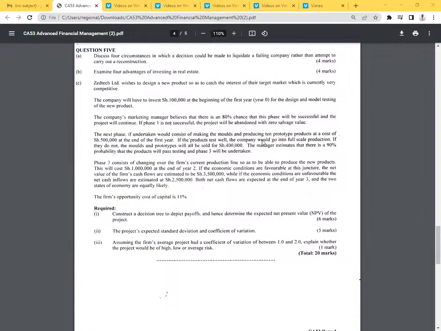Remember, they never told us 500 each. If they told us 500 each, then I would have multiplied to get the total cost. Here it is the 10 prototype products that will cost 500 in total. If the product tests well, the company will go into full scale production. If they do not, the molds and prototypes will all be sold for 400,000. The manager estimates that there is a 90% probability that the product will pass testing, and that phase 3 will be undertaken.